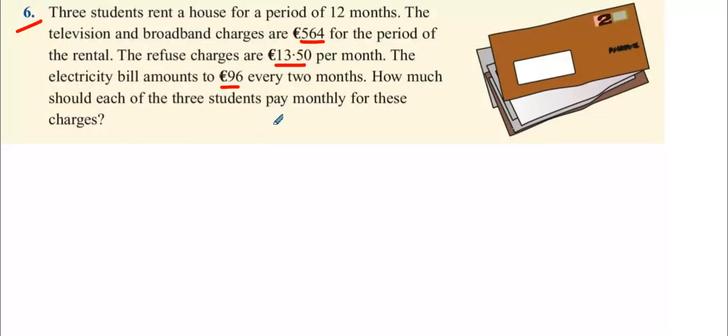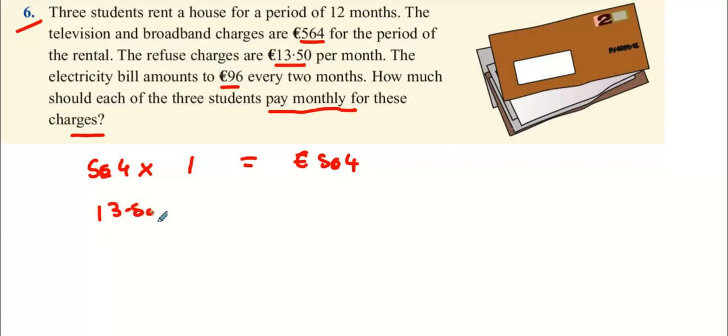Now, this is the same thing, a monthly one, okay? So 3 students rent a house for 12 months. Television and broadband, so that's a one-off charge of €564. Then we got refuse charges, which are going to be €13.50 multiplied by 12, whatever that turns out to be. And then the electric bill is going to be €96 every 2 months. So they're going to do 6 payments, because 6 by 2 is 12.